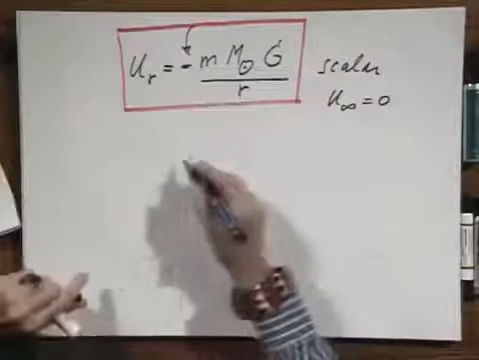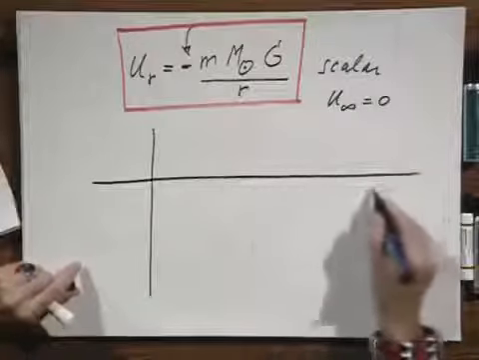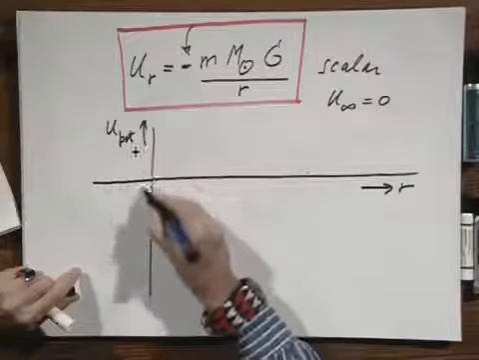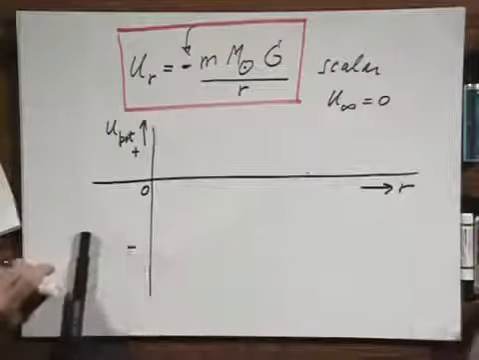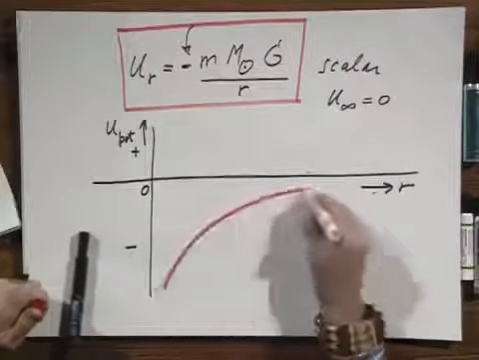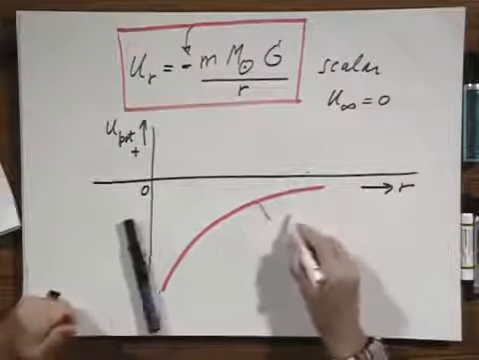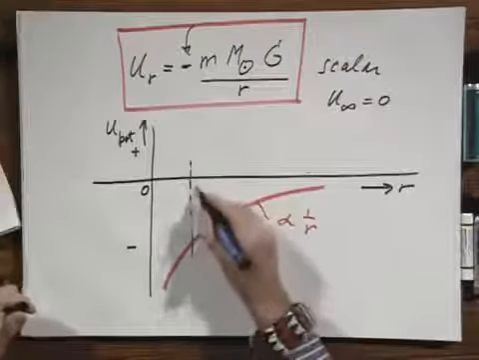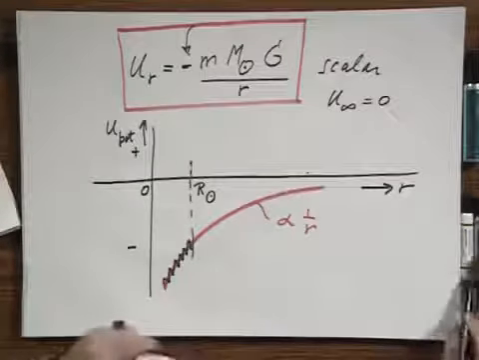If we wanted to draw a graph of the potential energy as a function of r, here is r, here is U potential. These values would all be positive, this would be zero, and these values would all be negative. The gravitational potential energy is proportional to 1 over r, it's a hyperbola, so it would go like this, and goes to zero at infinity. But when you get inside the sun, then of course, if this is r sun, then this has to be reevaluated. This certainly does not continue as a hyperbola.